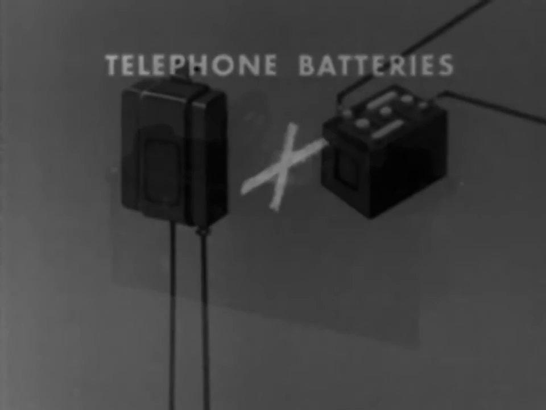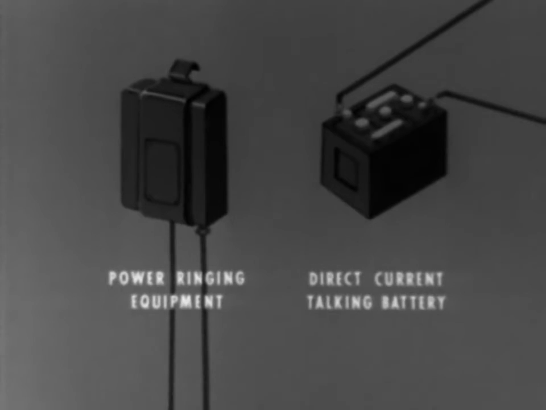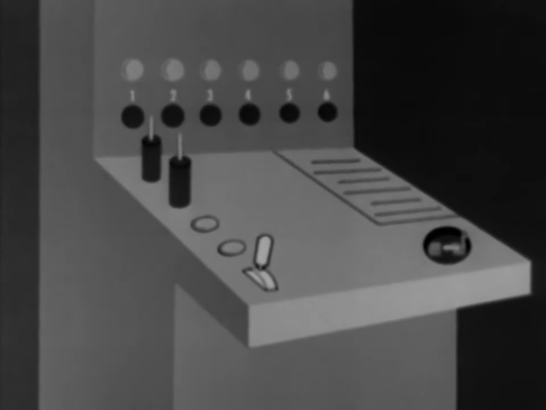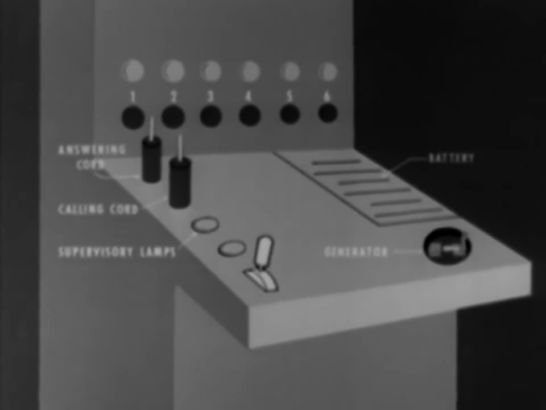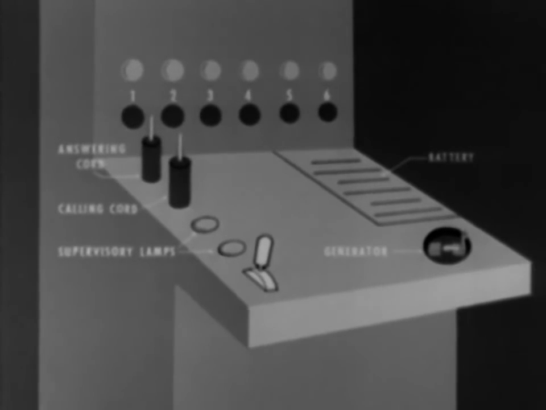Generators and batteries are eliminated at the local stations, and the switchboard provides all power for both signaling and talking. Each station terminating on the common battery switchboard has its own jack and line lamp. The operator's key shelf is provided with a battery source and contains a generator, an answering cord, a supervisory lamp, a calling cord, and a supervisory lamp which signals when the receiver is replaced on the hook.